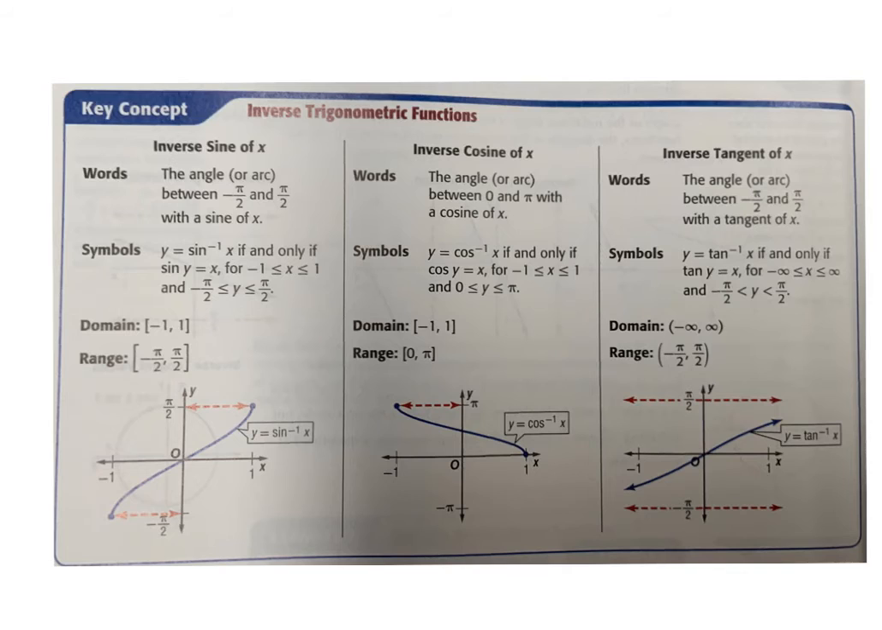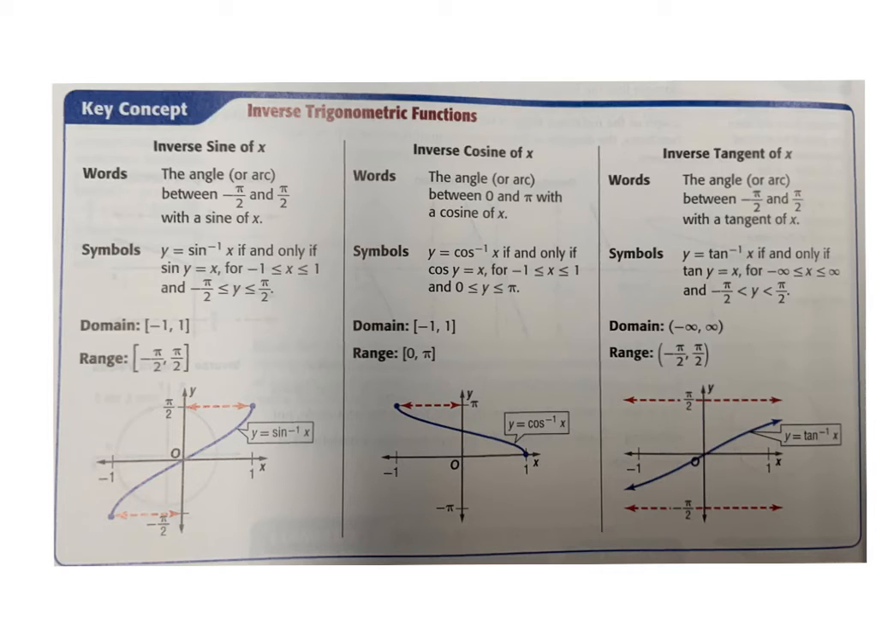All right, the angle or the arc between negative pi over 2 and pi over 2 with the sine of x. So sine and tangent say the same thing right there: negative pi over 2 to positive pi over 2. The symbols, you can see it's to the negative 1. If it is written out, it will say arc sine. The inverse function will show a negative 1, or it will say arc and the function.